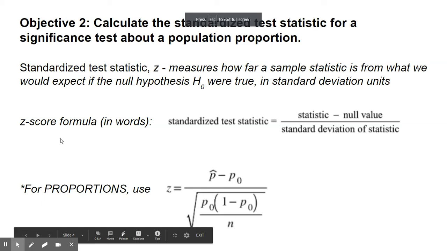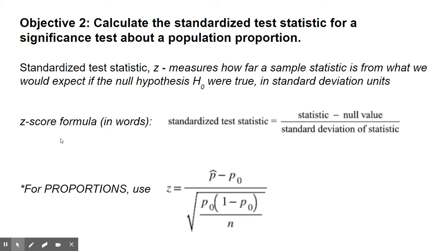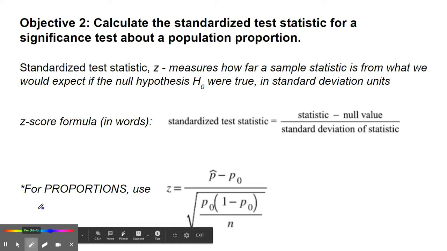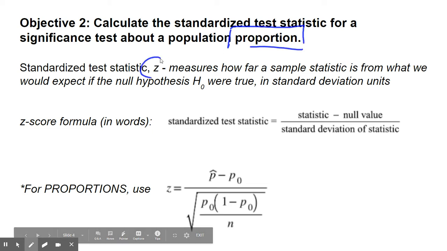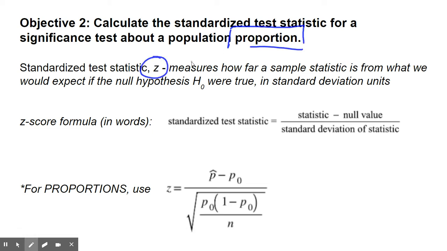All right, so next, how are we going to find our standardized test statistics so we can find our probability? Well, we need to find the z. Again, we're doing proportions, right? Whenever you do proportions, you work with the z. So this is going to measure how far our sample statistic is from what we would expect if the null hypothesis H sub 0 were true. So you're going to remember, when we do these problems, we assume the null is true, and then we measure from there.